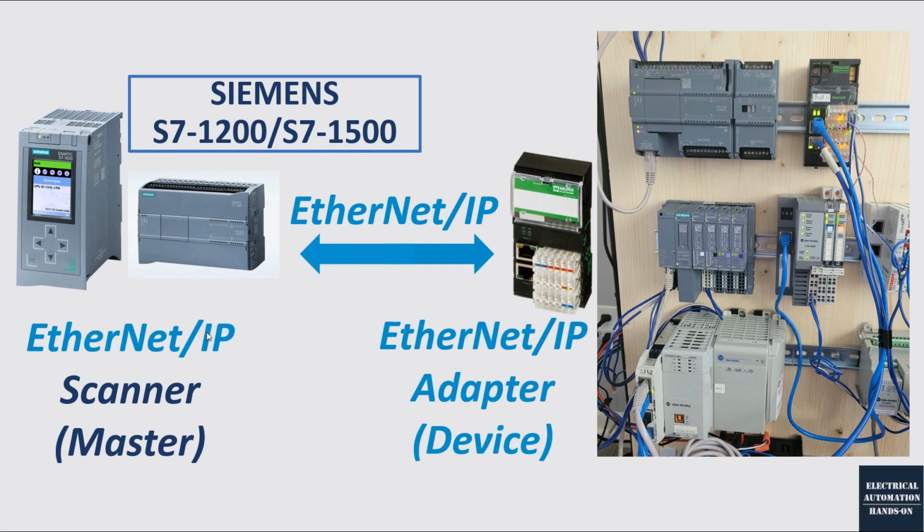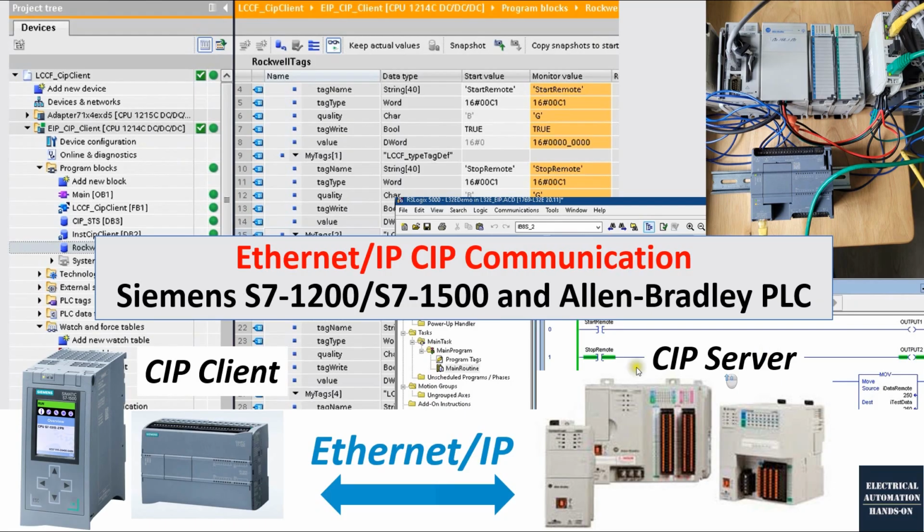Then you will ask how the Siemens controller can communicate with an Allen-Bradley controller. Basically, we could have two methods. One method we discussed before. In this case, the Siemens controller 1200 or 1500 PLC can use Ethernet IP CIP to communicate with the Allen-Bradley PLC. The Allen-Bradley PLC, the CPU, will run as a CIP server, and the Siemens side will run the CIP client.